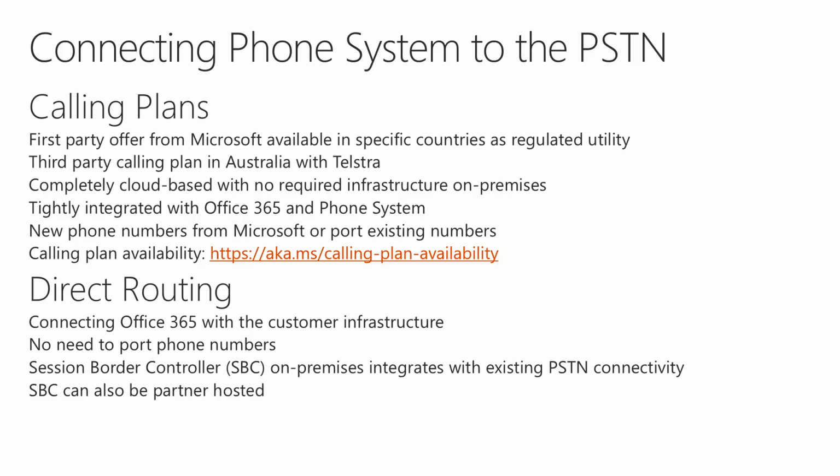Teams gives you two options for how you can connect your phone system to the PSTN. The first one is called calling plans. It's a first-party offer from Microsoft, available in specific countries where Microsoft operates as a regulated utility to provide these phone services. You can find a list of these countries at aka.ms/calling-plan-availability. Australia is a bit of a special case where we have a third-party construct with Telstra, where you get calling plans, but Telstra is providing the calling plan features to you.